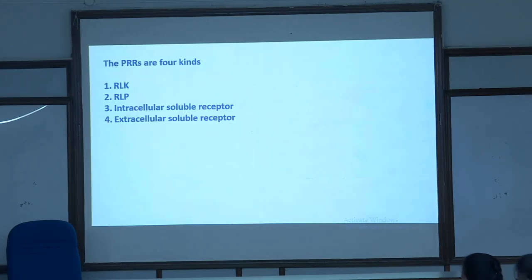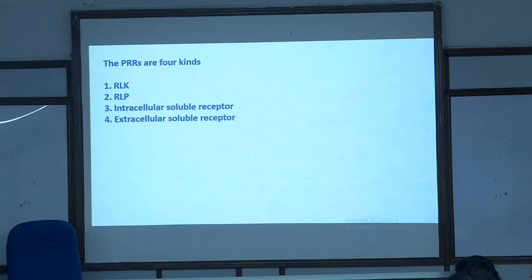But the question here is, what is a PRR? Are they characterized? What are they chemically composed of? The literature says we have four different types of receptors. Of course, different classifications are there. You will read from the literature. In my perception, these four are based on their chemical nature. We can classify these PRRs into four different categories.